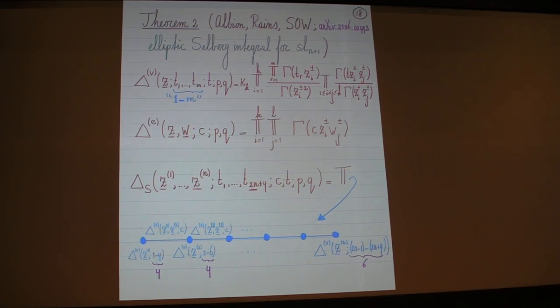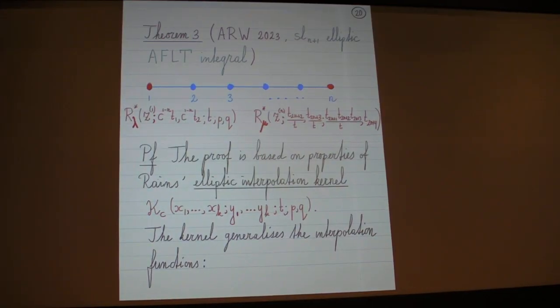But of course, now I have a kernel function in the integrand as well that wasn't originally there. Well, in the case where you have these interpolation functions, you just specialize that kernel and it just gives you this interpolation function. So automatically you get this AFLT version. This kernel function is really very powerful. It can essentially recursively integrate out all of the vertices and edges of the diagram, until there's nothing left, or until you're left with the SL2 case, which we already know holds. So that's really the magic of this kernel.